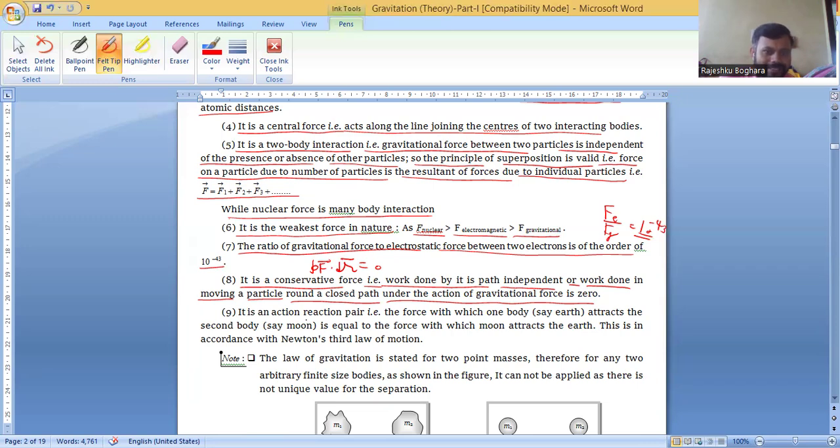It is an action-reaction pair. That is, the force with which one body attracts the second body is equal to the force with which the moon attracts the earth. This is in accordance with Newton's third law of motion. This is the property.